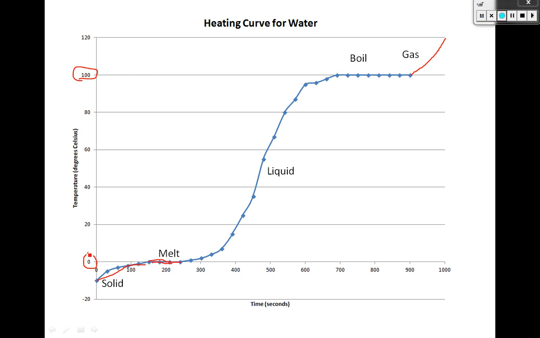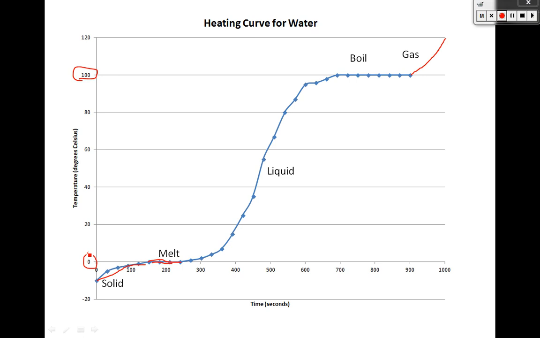Now, where would we put in condensing and freezing? If instead of going from solid to liquid to gas, we were going from gas to liquid to solid, where would those go in? Go ahead, pause the video, take a second to think about that.